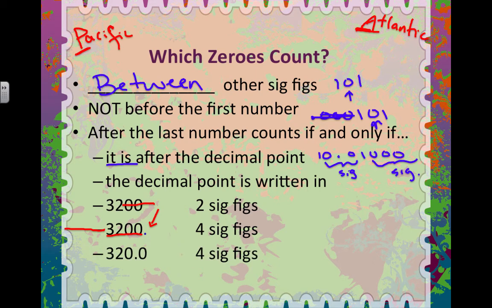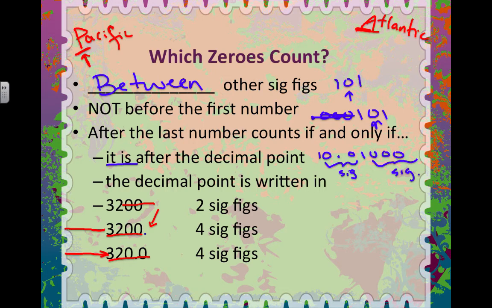Okay, now let's look at this one. I have a decimal point. The decimal is present. I'm flying in from the Pacific side then, and I hit a number right away. All of these are significant. I don't get to cross out any zeros. 4 sig figs in that number. So those are the rules for zeros.